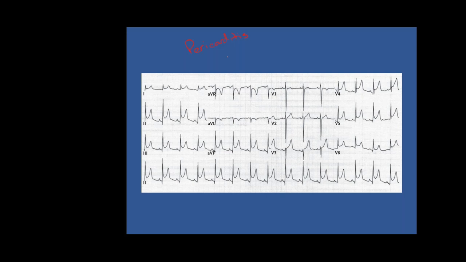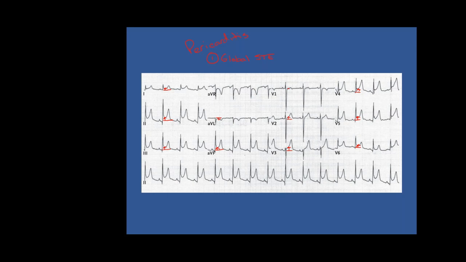Yeah, ST elevation everywhere. That's one of the big ones for identifying pericarditis: global ST elevation. ST elevation, and there's our baseline, ST elevation, baseline, ST elevation. And aVL is actually down. V3, ST elevation, V2, ST elevation, V1, maybe not, V4, ST elevation, V5, ST elevation, V6, ST elevation.